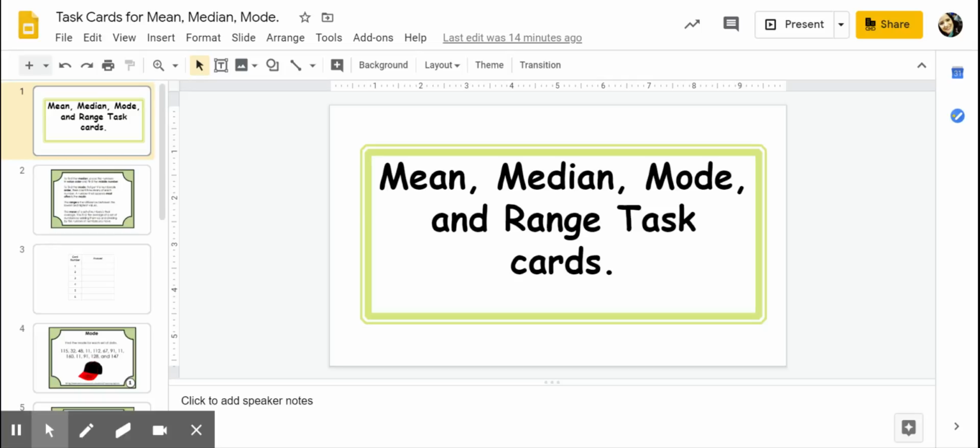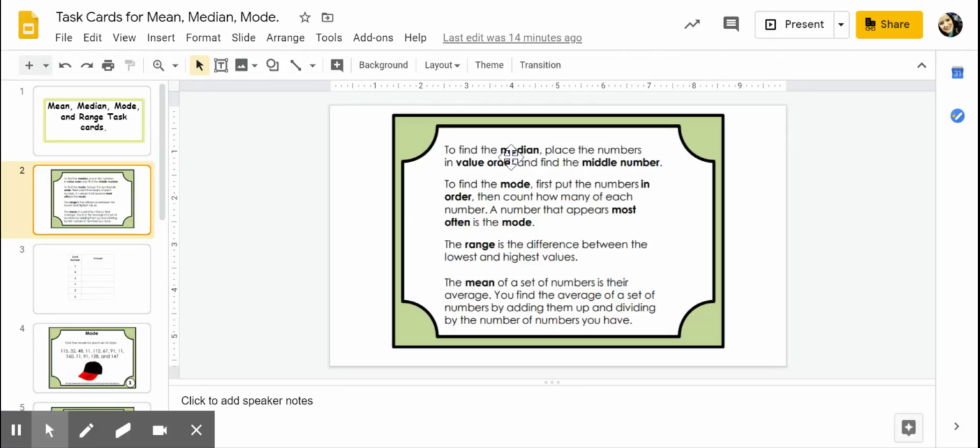Here is your first math activity, and this one is called mean, median, mode, and range task cards. So you do not need to put this in percent mode, just go ahead and click on the slides on the side. My first slide gives me a reminder of what each of these means, and then it introduces what range is. Some of you may be familiar with range. If not, I'm going to review it.